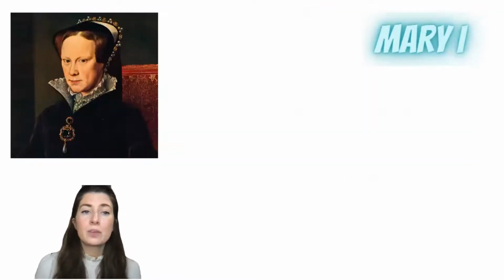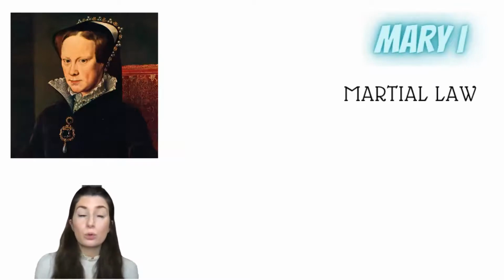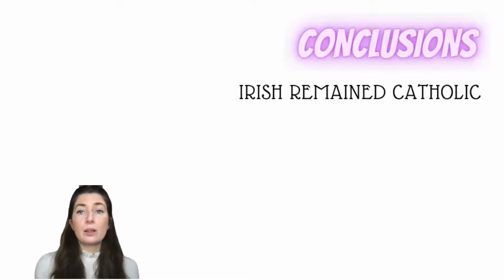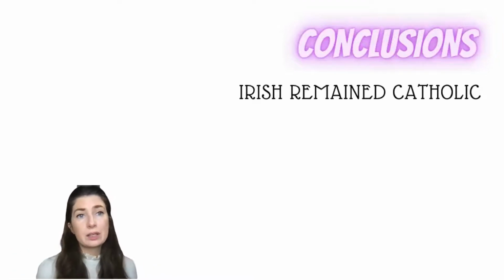Now, moving on to Mary. So Mary imposed martial law in Ireland. This essentially meant you could be executed without trial by jury, so extremely brutal, which antagonized the native chieftains even further. Now, by the point of Elizabeth coming to power, you can understand why there was so much historic animosity from the Irish towards the English.